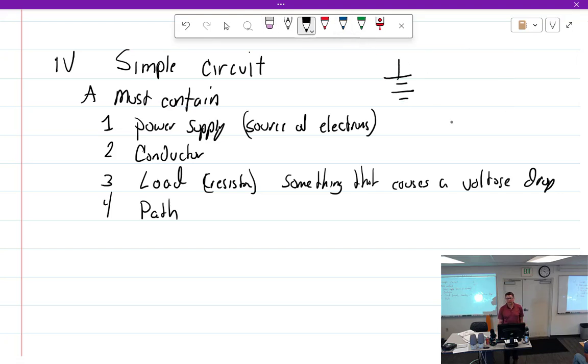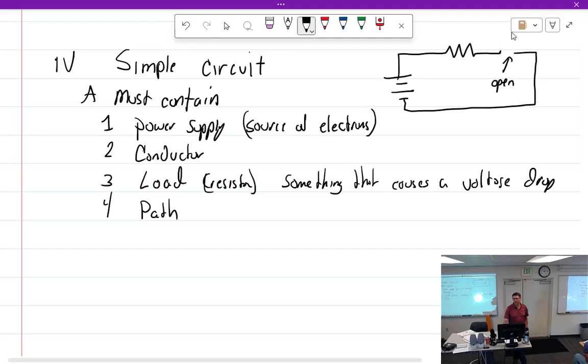If I had a circuit that looks like this, does it have a complete path? No. That is called an open circuit. If it has something like that, it means it's open. It could be open on purpose. It could have a switch right there. There's a switch, but it's open.